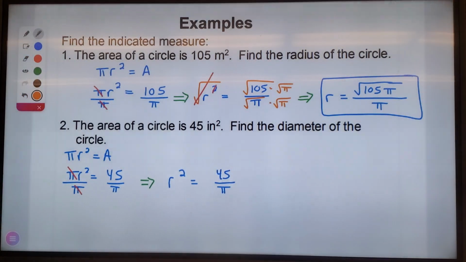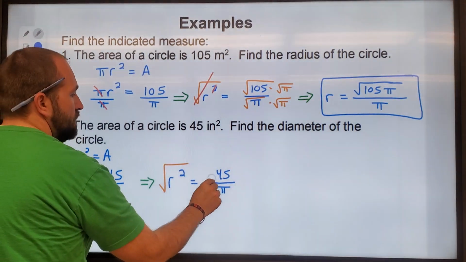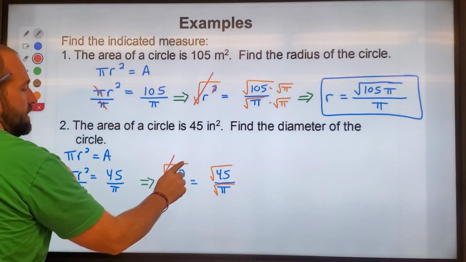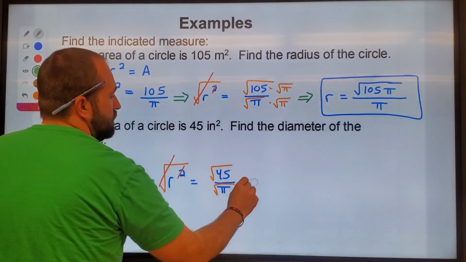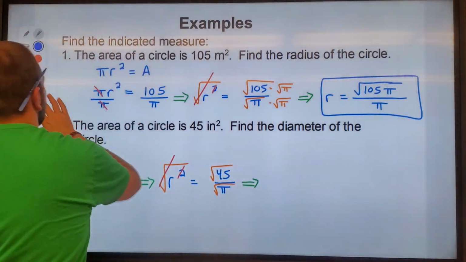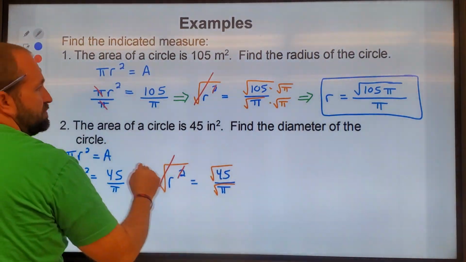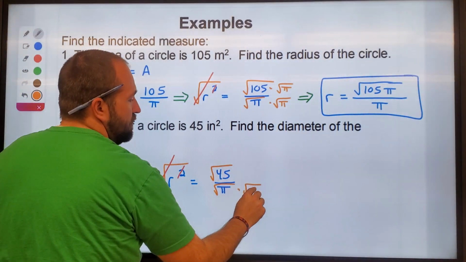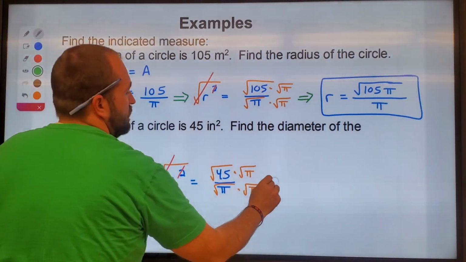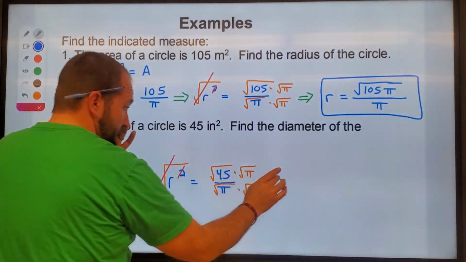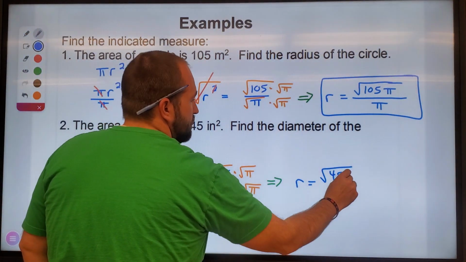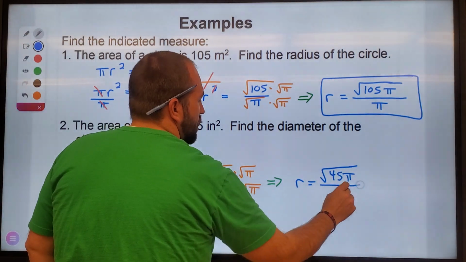Okay, and again, I'm going to take that square root here, just like I did above. Again, now the numerator and denominator separately. That cancels here, giving us that the radius, let's multiply by square root of pi, like we did up top there also, so you're not confused. Which gives me then that the radius is equal to the square root of 45 pi over pi.